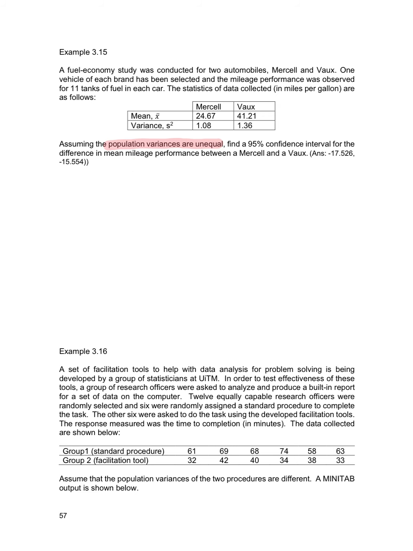Since we do not know the population variance or population standard deviation, and we only have 11 tanks of fuel for each car, meaning that our n is small.